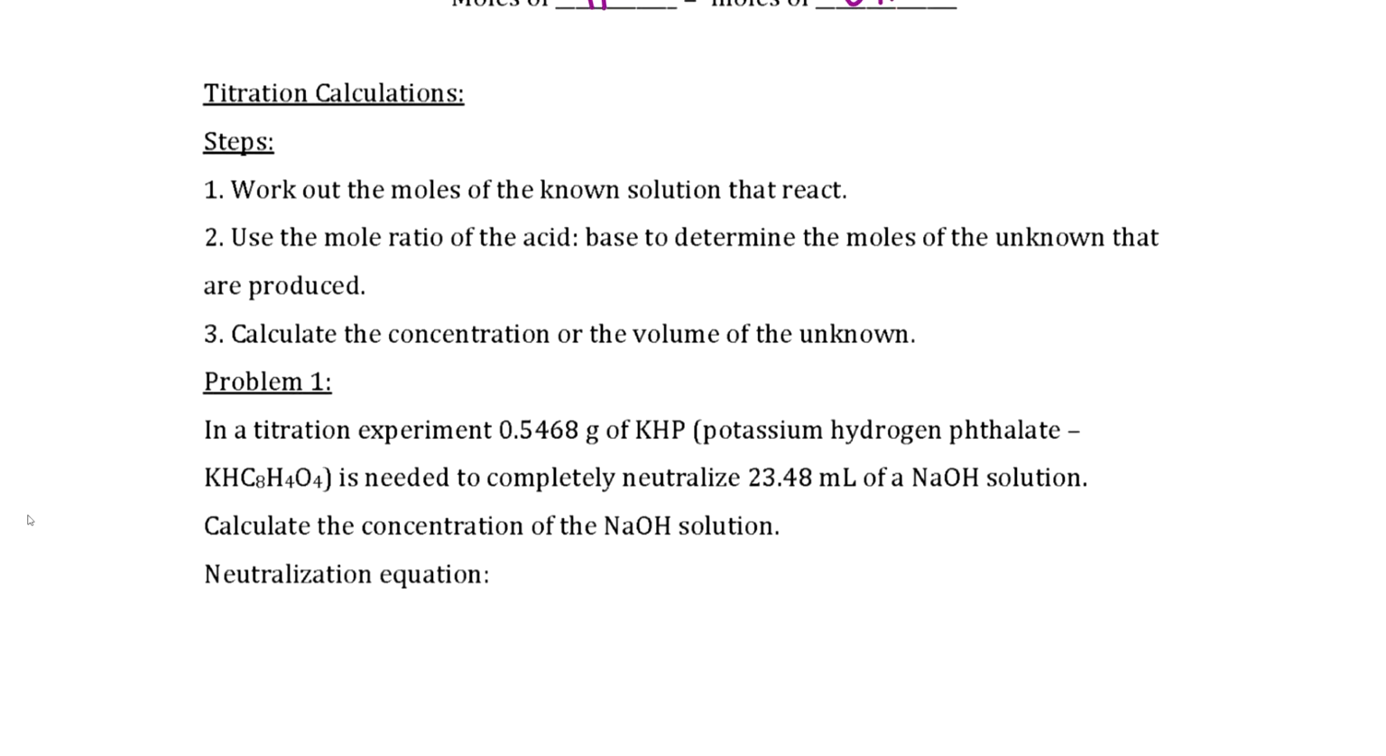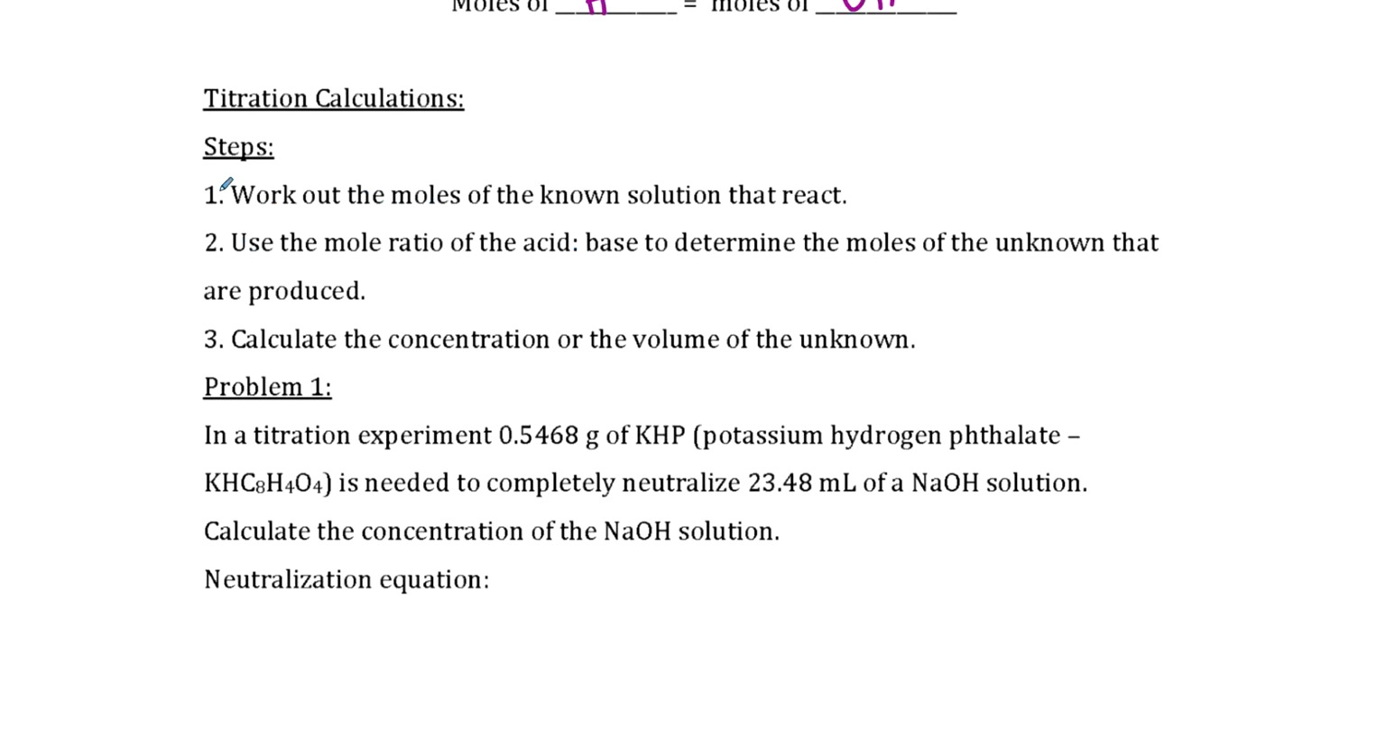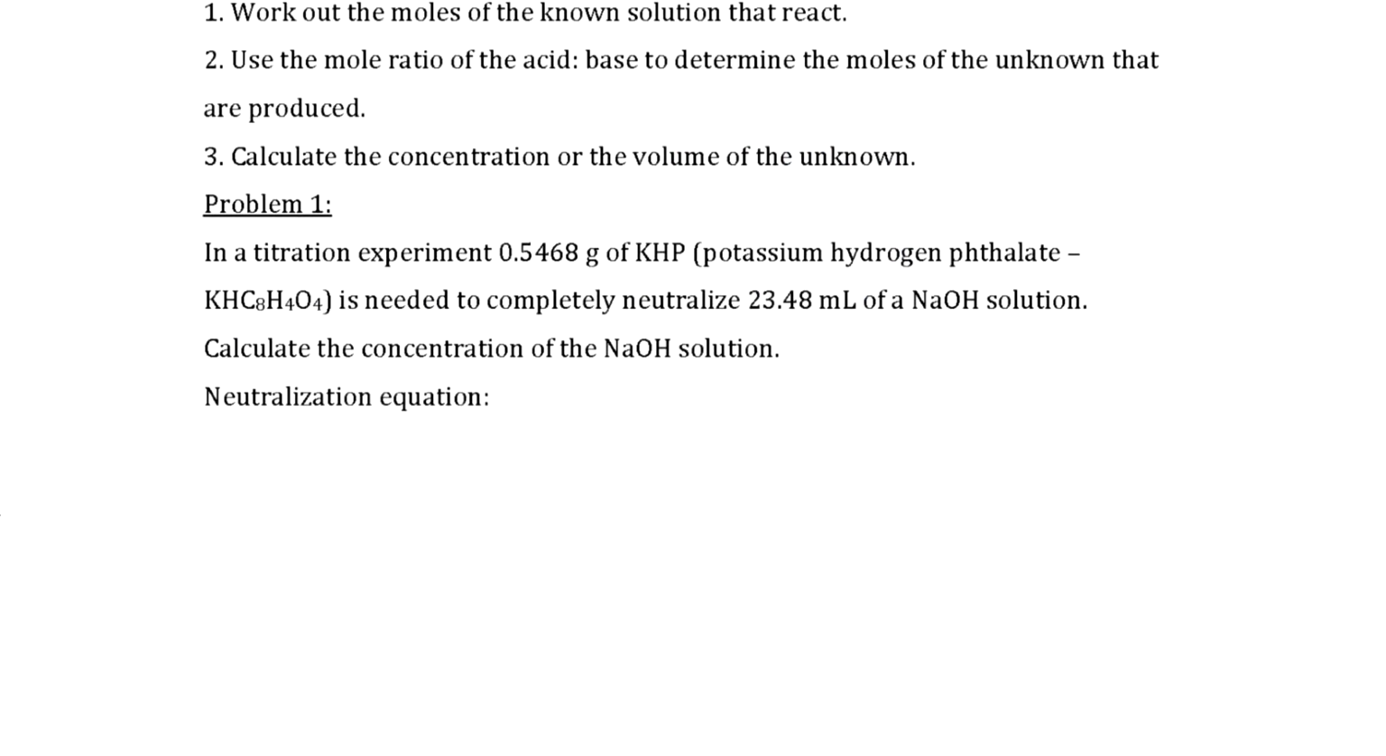So how do we do the calculations? These are the steps. You work out the moles of the solution that you know, because you always know one solution and the other solution is what you're looking to find out. Then we use the mole ratio to determine the moles of the unknown. And then with that, you can either calculate the concentration or the volume of the unknown, depending on what the question is asking and what information you've been given.